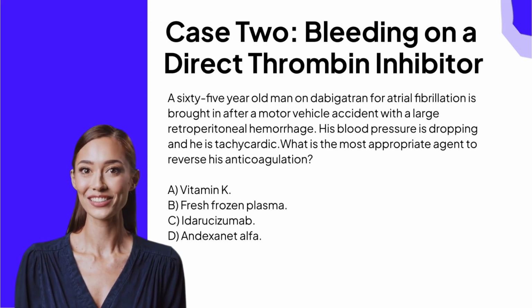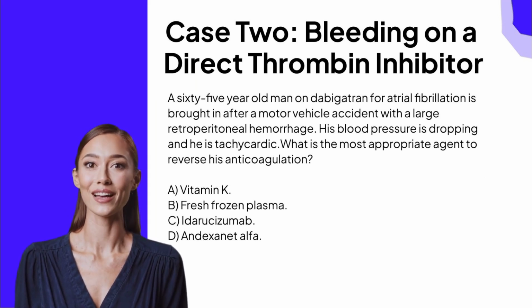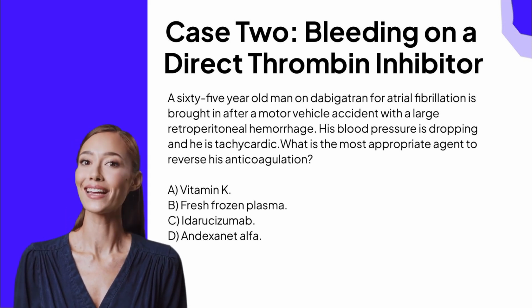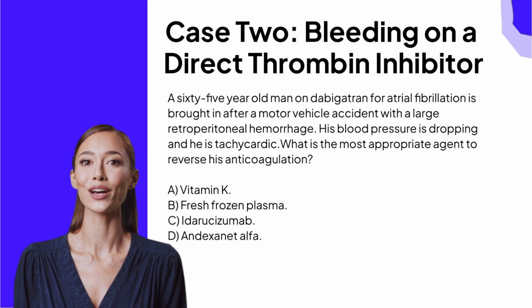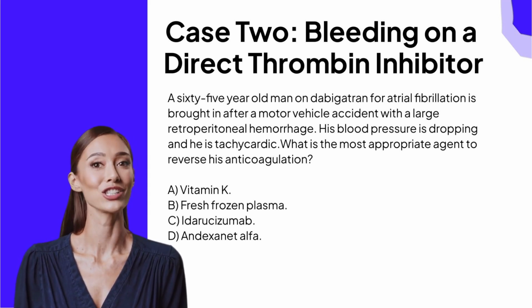Case 2. A 65-year-old man on Dabigatran for atrial fibrillation is brought in after a motor vehicle accident. He has a large retroperitoneal hemorrhage on imaging. His blood pressure is dropping and he is tachycardic. The question asks, what is the most appropriate agent to reverse his anticoagulation?